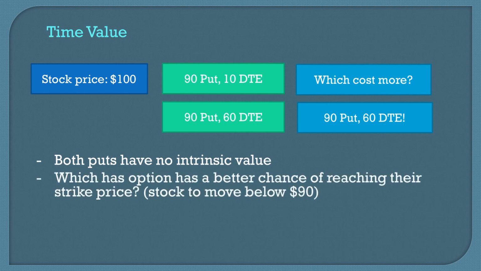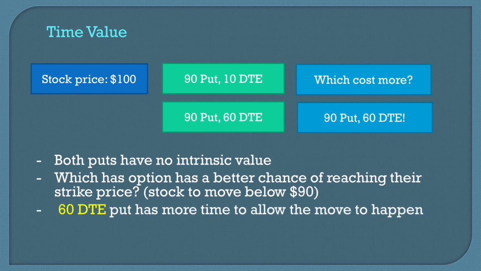So we have to look at both options and ask ourselves, which option has a better chance of reaching their strike price and not expiring worthless? You won't know if the stock will move below $90 within the next 10 days. But the option with 60 days to expiration would definitely give you a better chance because there's more time to allow the move to happen. And this is a reason why options with longer days to expiration cost more.